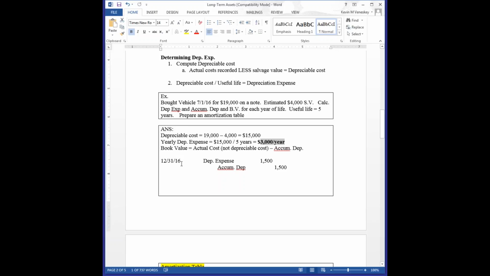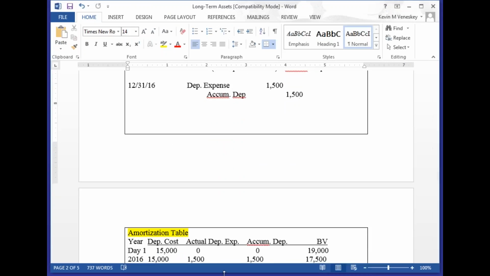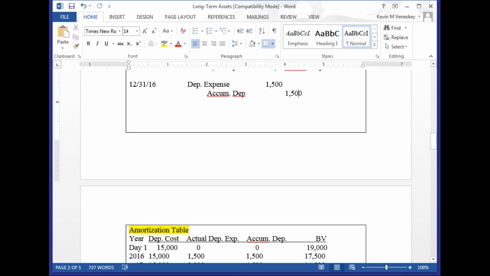Thus, if I only have it for a half a year, so July through December, instead of depreciating $3,000, I'm only going to take half of that because it was a half a year. So I'm going to debit my depreciation expense and credit the accumulated depreciation for $1,500. Now I can start making that amortization table that I talked about. And here's the beginning of it.